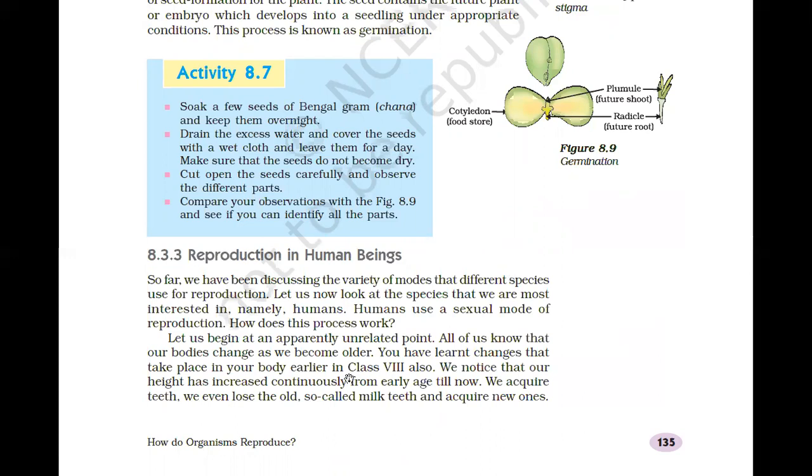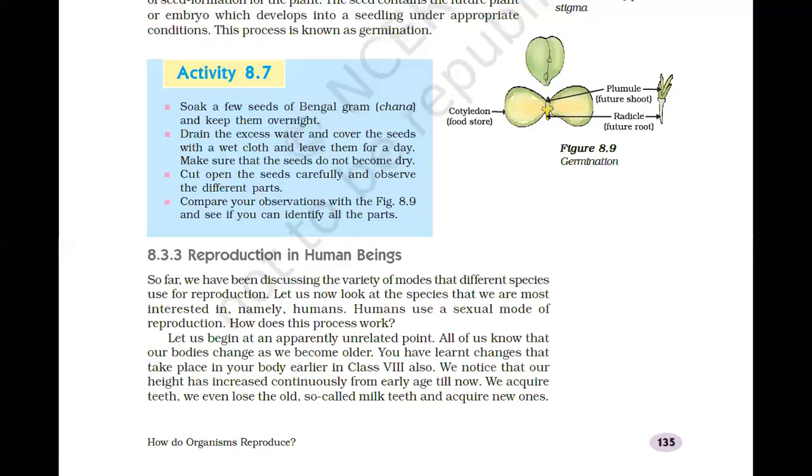Reproduction in human beings. So far, we have been discussing the variety of modes that different species use for reproduction. Let us now look at the species that we are most interested in, namely humans. Humans use a sexual mode of reproduction. How does this process work?